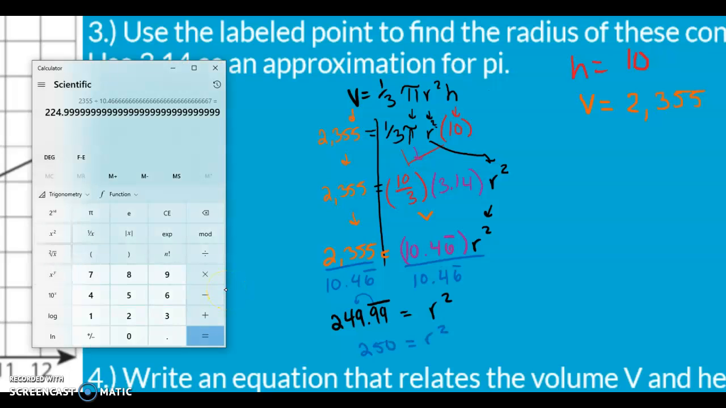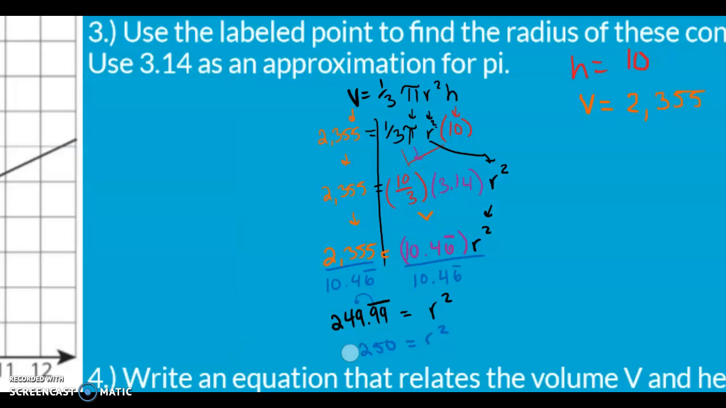Or honestly, you can just take the square root of it and you would get 15. So if I took the square root, because remember, if there's a number like this, r to the power of 2, you're going to square root it, meaning I'm going to break them up, get rid of this 2. You actually get 15 as our radius.